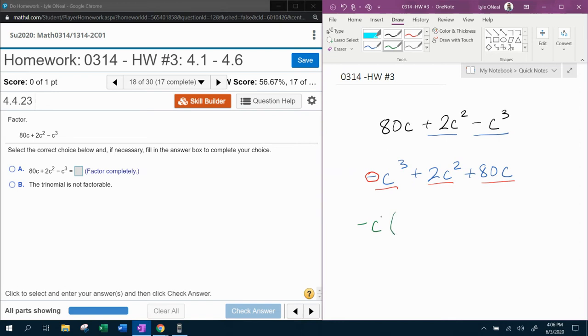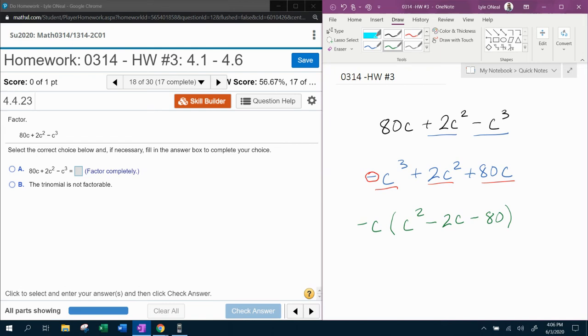Factoring out a negative will change all the signs. Here we go. C to the third, if I take out a c, is going to knock that down to c squared. And then this is positive 2c squared. If I take out the negative, that's going to make it change sign. That's going to be negative 2c because I'm taking a c away. And then this 80 is also going to become negative, and he's going to lose his c because I factored out a c from everybody.